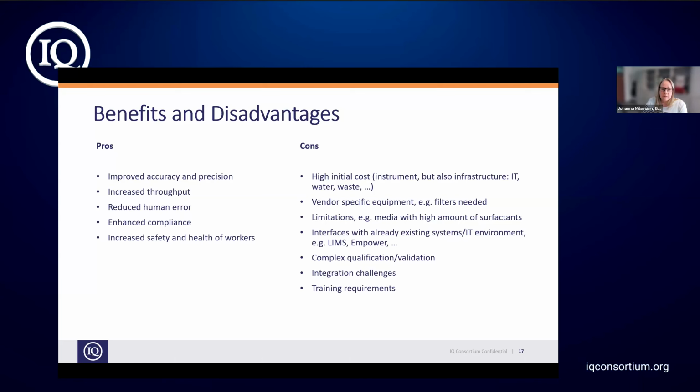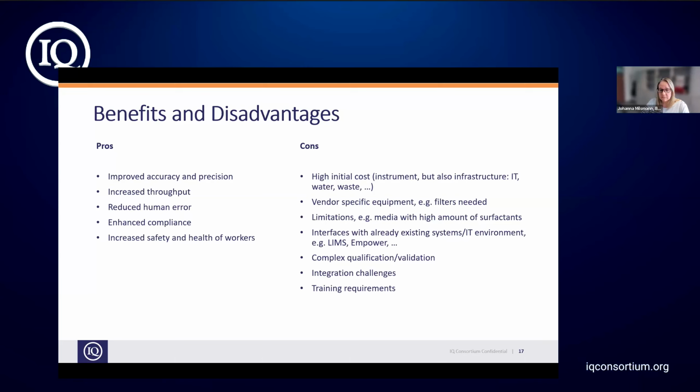And by that, you overall improve accuracy and precision. And I guess safety and health of workers would also be a huge point, especially in early development when APIs are not fully characterized and you don't know how dangerous they are. This can reduce the exposure of the people working in the lab with your compounds quite a bit.